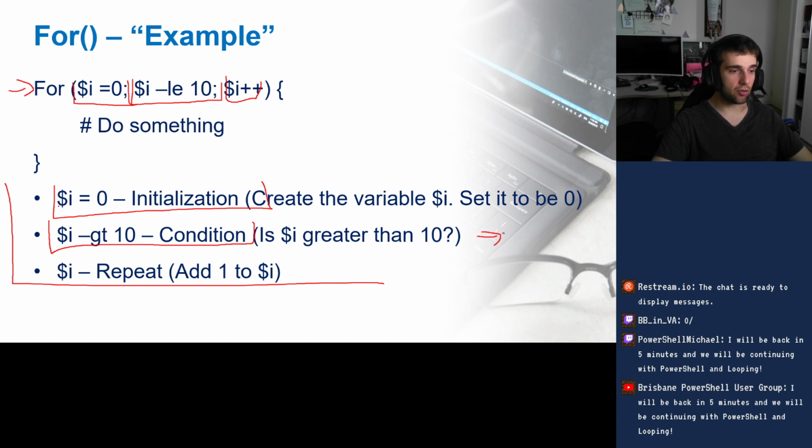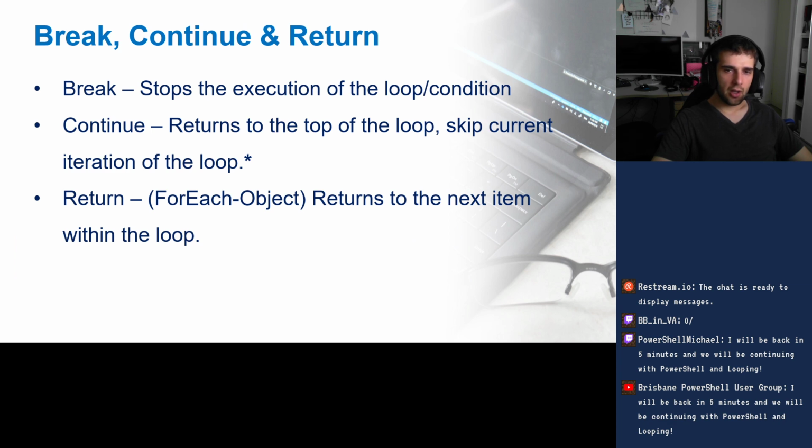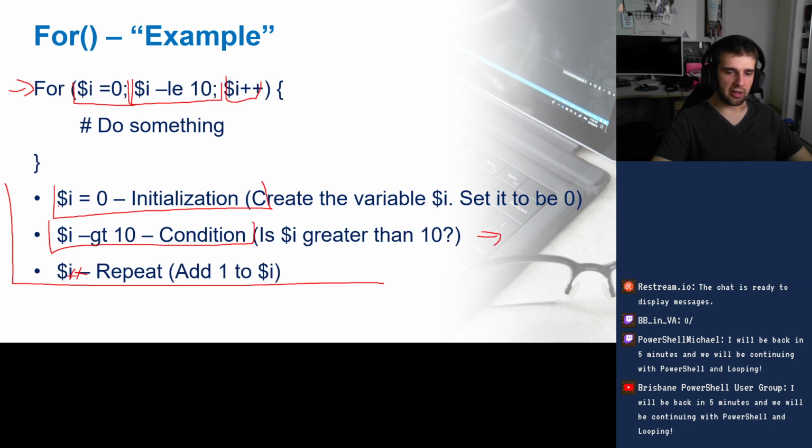Once it evaluates to be true, it will end the loop. And then finally, the repeat. So I++ basically says add 1 to I. That's what it says. Now, we're going to have a quick look at a demo.